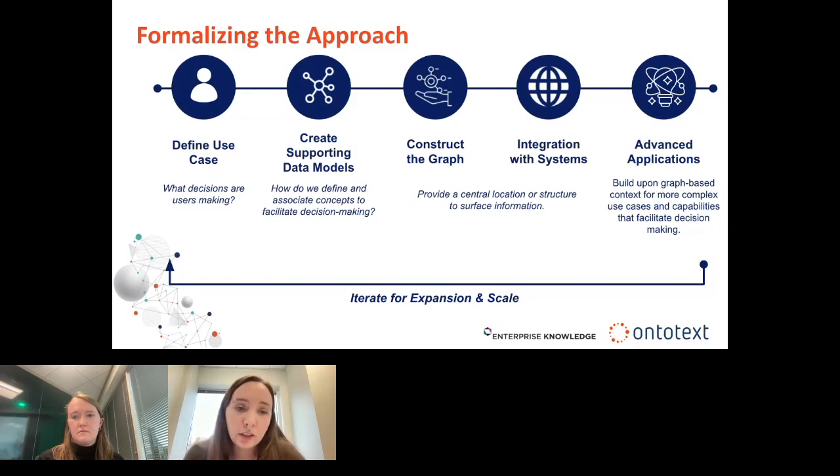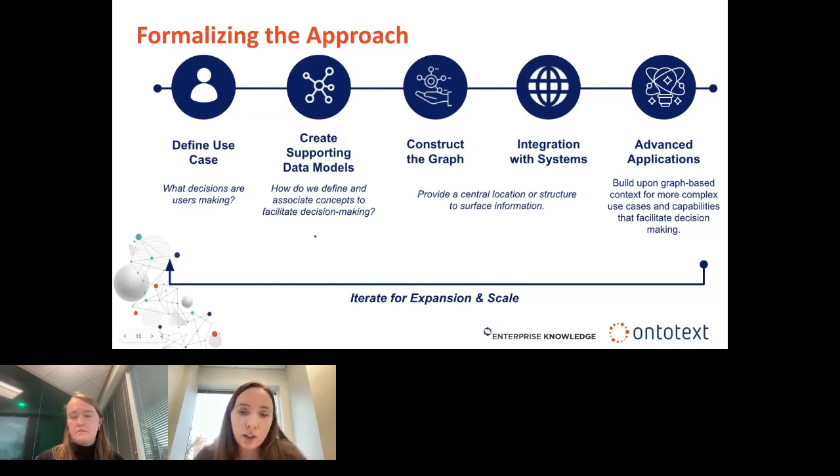From there, you can construct the graph and ultimately integrate with additional source systems so that users can access and effectively interact with the graph for their needs, primarily in a central location, rather than having them go to multiple sources to find the information that they need to support their decision making.